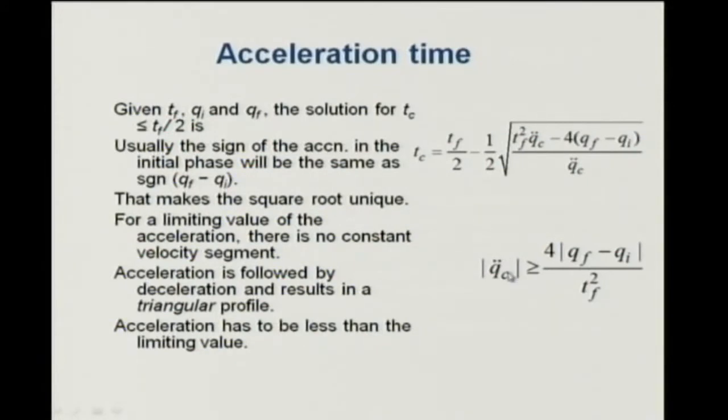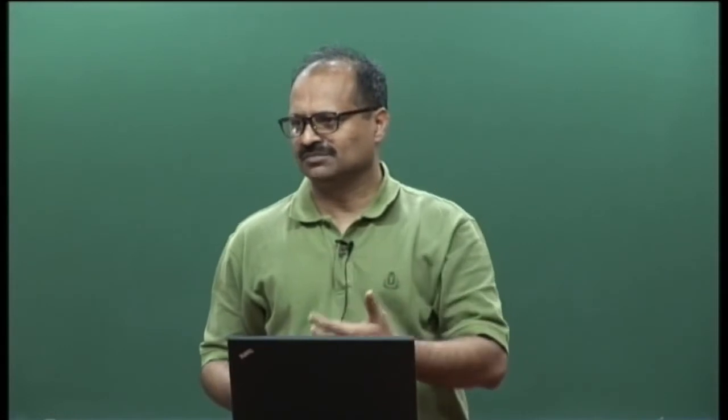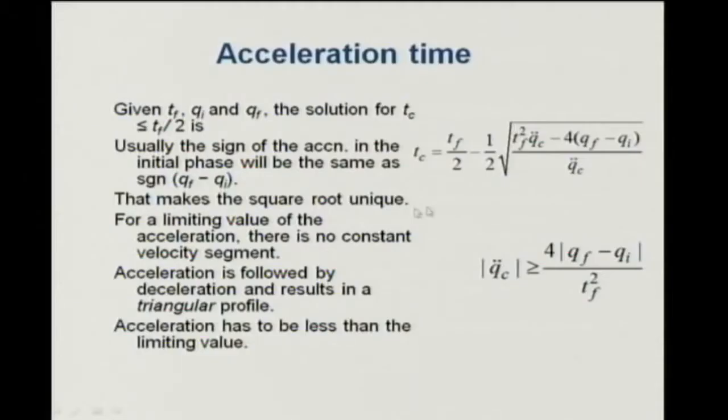And then the fact that the acceleration essentially has to be in the direction of qf minus qi. So you have a final position and an initial position, and your initial acceleration generally has to be towards there. On the other hand, if qf is lower, then it will be a deceleration. So that is there. So using these parameters, the square root becomes unique.